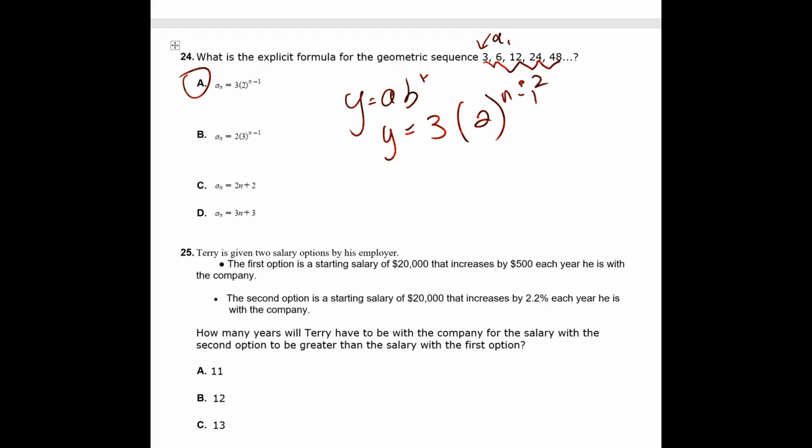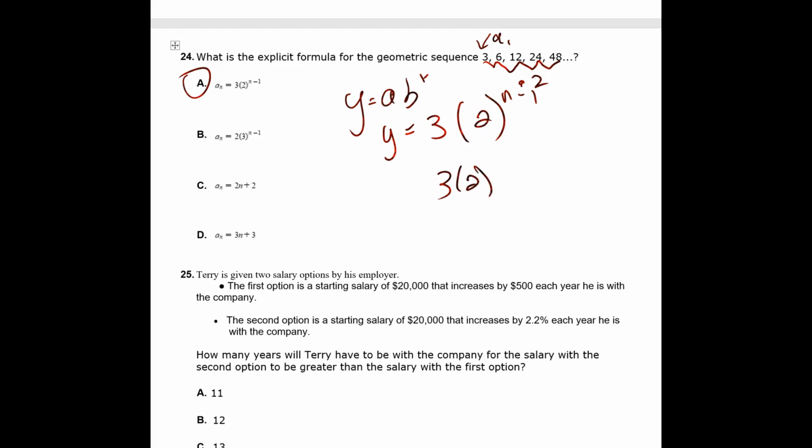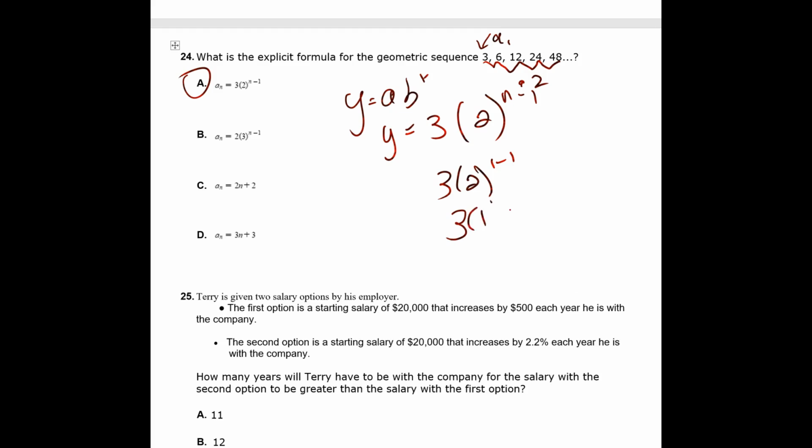This is my first term. So if I put 1 right here, I'm just doing this for the sake of math. 1 minus 1 is 0. Anything raised to the 0 power is 1. So this would be 3 times 1, which gives me 3, which is the first term. That's why it's n minus 1. Whether you remember that or not, it's there.